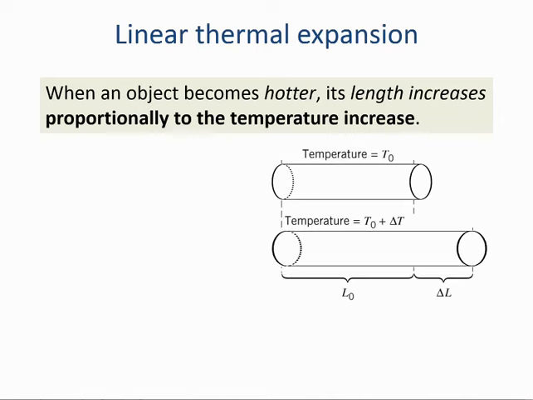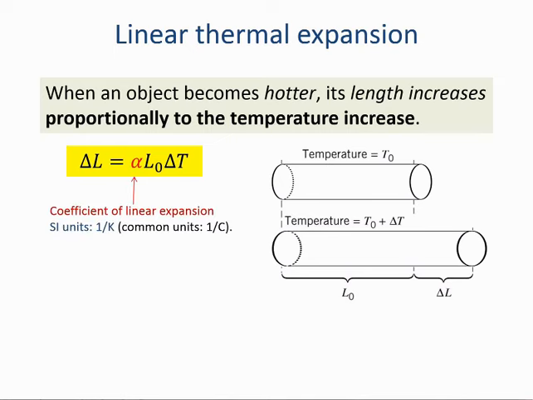A rod at temperature T0 has a length L0. At temperature T0 plus delta T, that rod will have a length L0 plus delta L. That additional length delta L is in fact proportional to the temperature change delta T. This is an experimental result. Delta L is a proportionality constant alpha, called the coefficient of linear expansion, that depends on the material of the rod, times the original length L0 times the temperature change delta T.